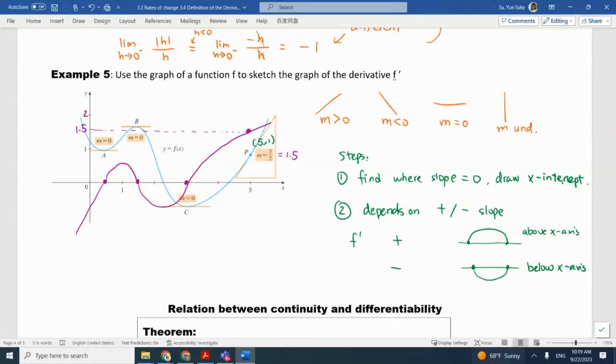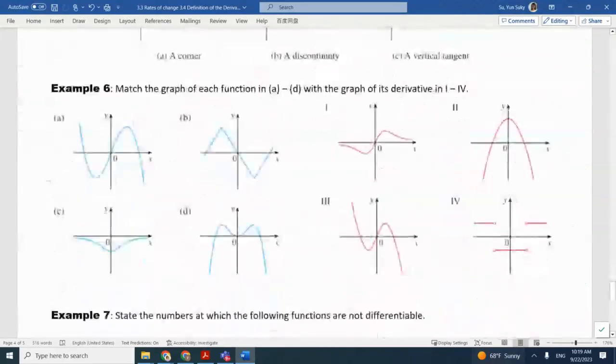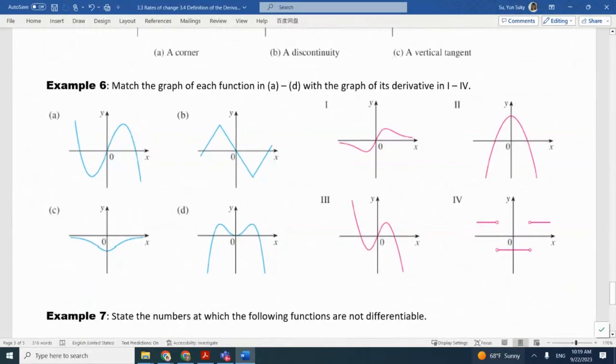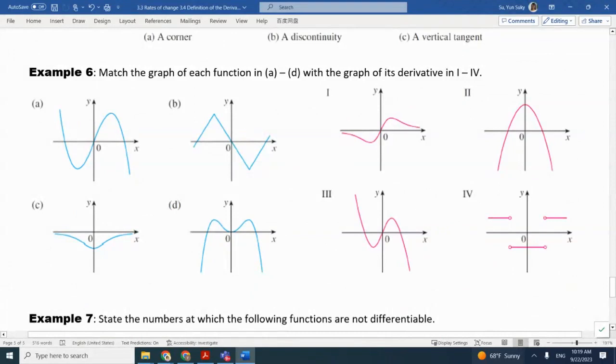Now it's your turn. Match the graph of each function with the graph of its derivative. Just like how I told you, imagine where your slope is 0, and draw the x-intercepts.